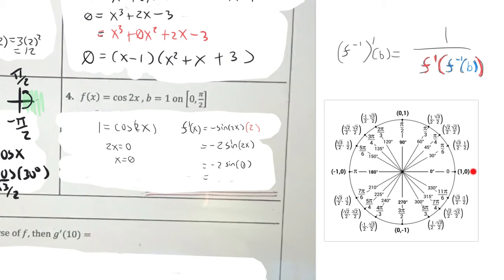Sine of 0 is 0 because sine is associated with the y-coordinate. And here's the angle of 0. So the sine of this angle is associated with the y-coordinate here, which is 0. So therefore, this whole thing ends up being negative 2 times 0, which is just 0, right? So this whole number down here is going to be 0. It's going to be 1 over 0, and that is undefined. So that's the answer to that one.